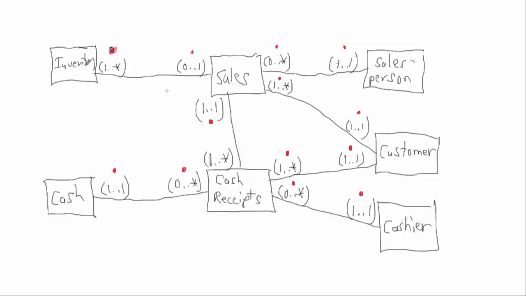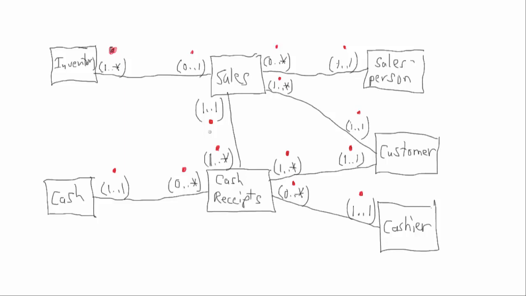And then finally, for each sale that is made, we'll have at least one cash receipt, but we could have many cash receipts. So think about someone who buys something, maybe makes a down payment on it and pays the rest later, or buys it on a monthly installment plan. So they may have many different payments.